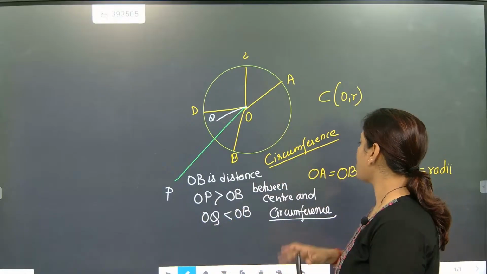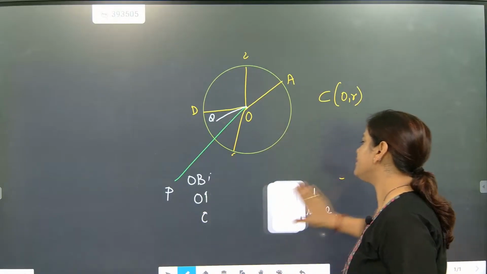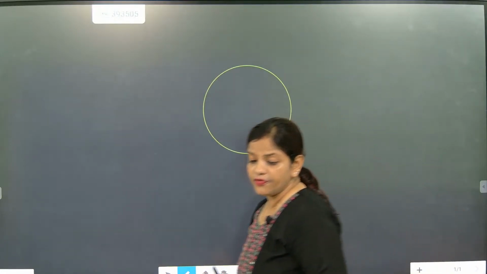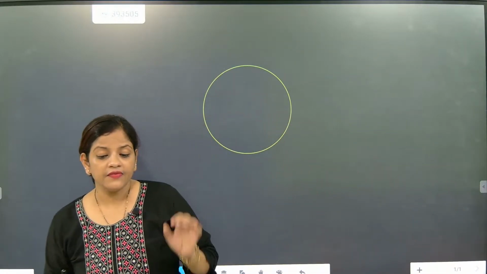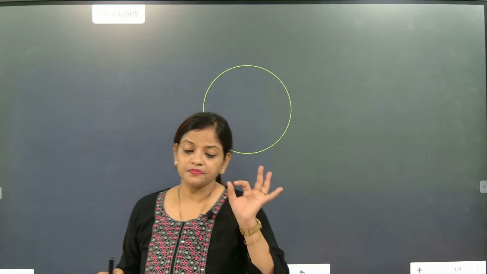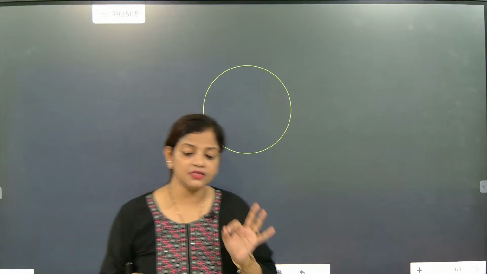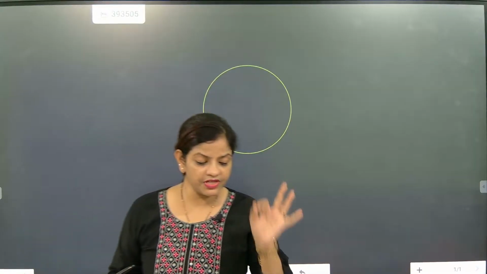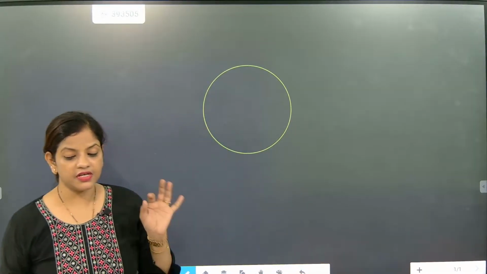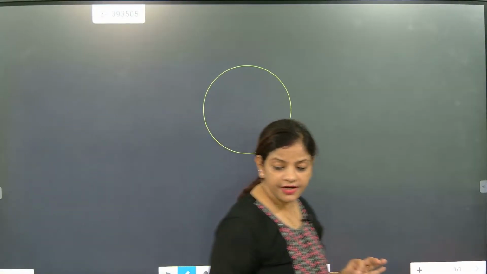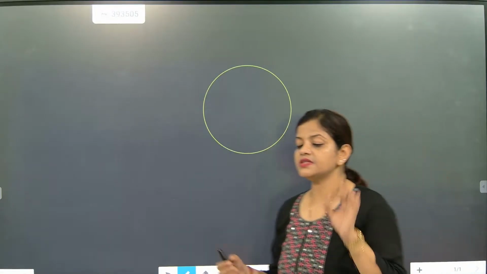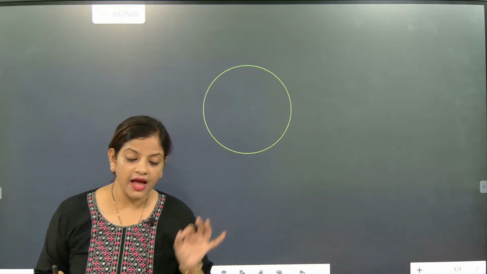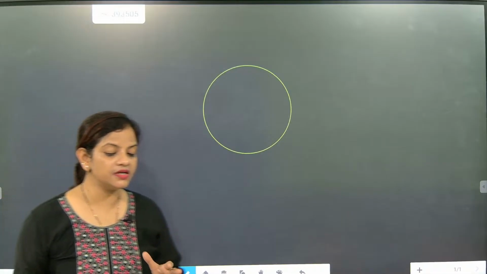So now we are going to talk about radius. We understood now the distance between. So what is the definition of radius? The definition of radius says that the distance between the center and the circumference is exactly the radius. Distance between center and circumference is considered as radius.